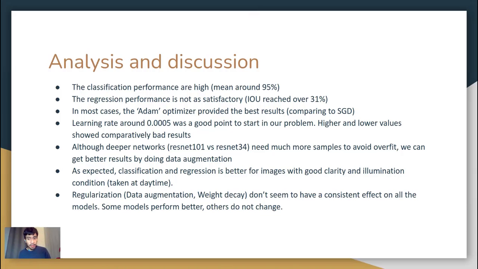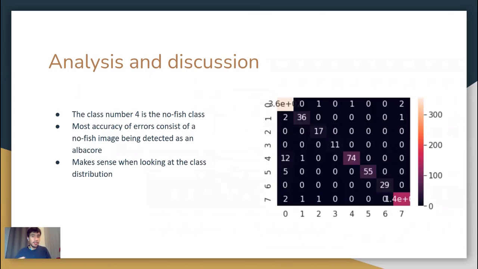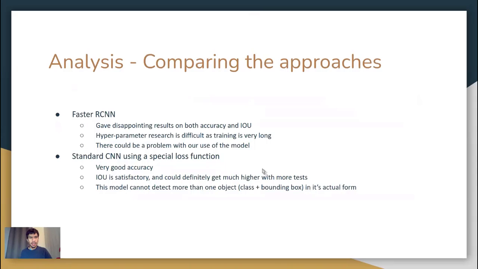We also had some issues with data illumination when pictures were taken at night. And also, we had to deal with data augmentation and weight decay, and we noticed that they were not working consistently in all the models. Some models improved with these features, and other ones did not have any changes. Here, we're just trying to show the confusion matrix, where item number 4 is images with no fish. And in most cases, images were being misclassified as having no fish when there were fish, as can be seen here.